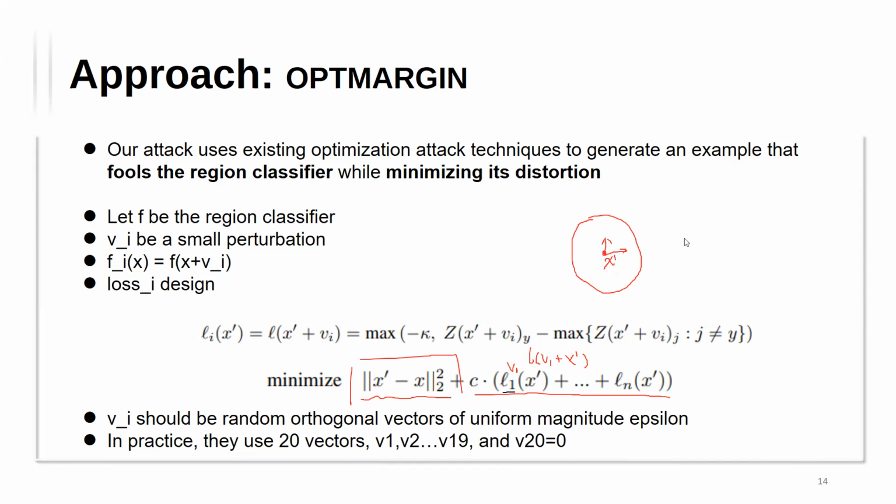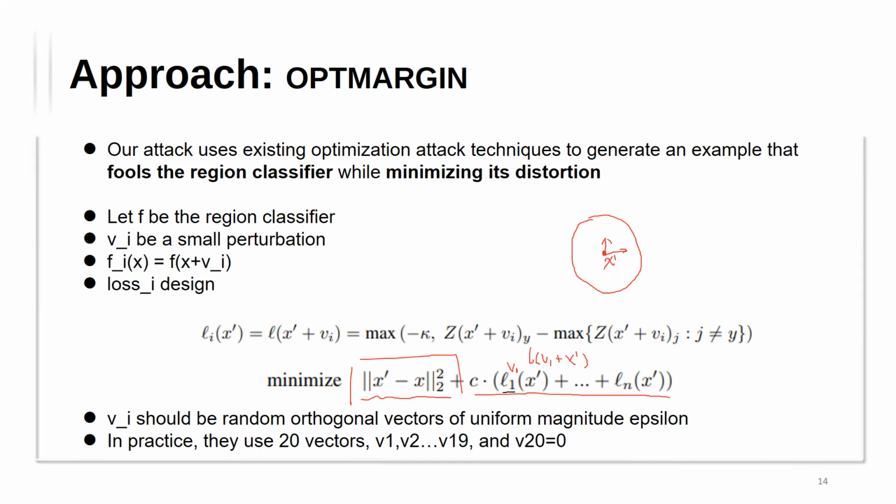Okay, keep going on. Let me look at it. Existing optimizer. Okay, so your point is that x and x prime will be equal as much as possible, so the perturbation will be small. And this is the attack, right? This is the attack for the region classifier.